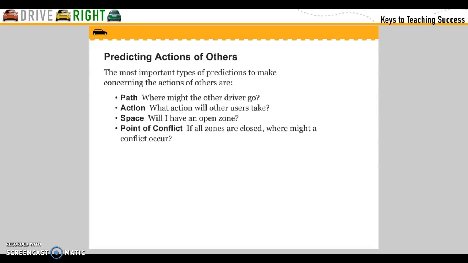Predicting actions of others. The most important type of prediction is to make certain the action of others. Concerning the action of others.